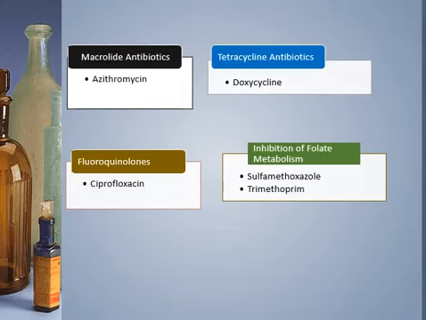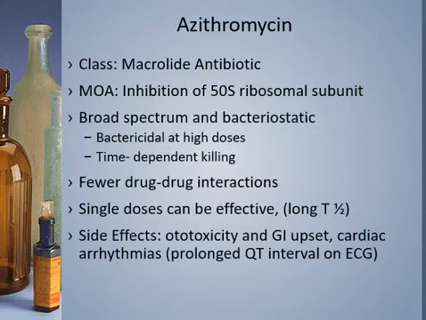So when you look at macrolides, azithromycin has been shown to be clinically useful for this disease. Within the tetracycline class, doxycycline is the standard therapeutic approach. Likewise, within the fluoroquinolone class, ciprofloxacin is the main drug. And then our old friends, sulfamethoxazole and trimethoprim, which basically inhibit folate metabolism, are also quite beneficial for this particular disease.